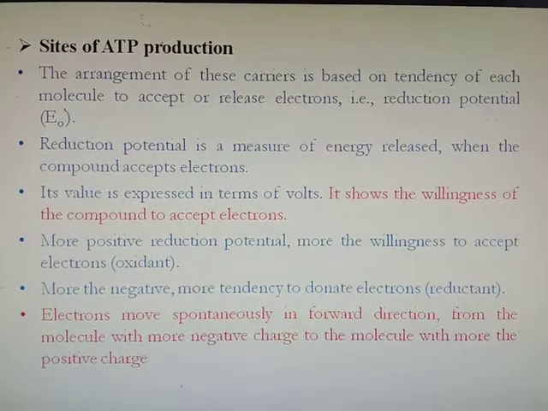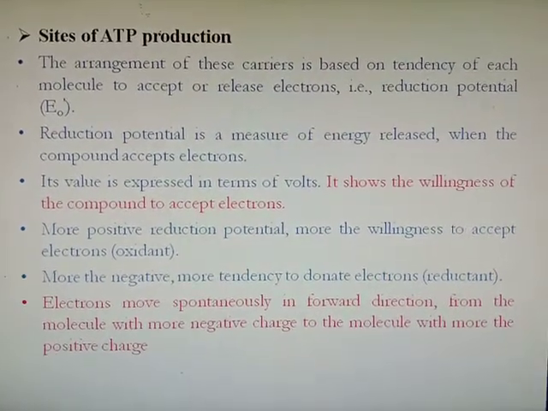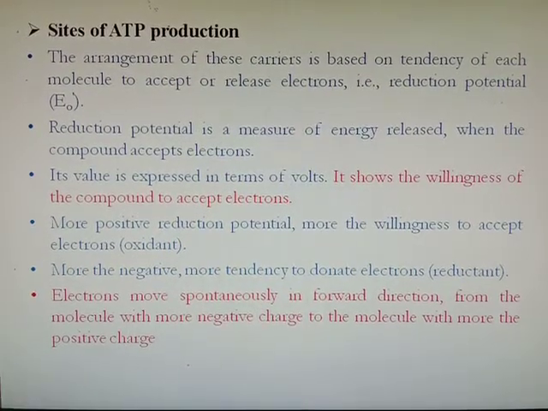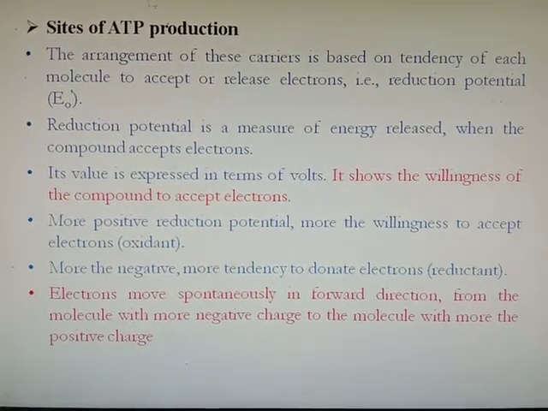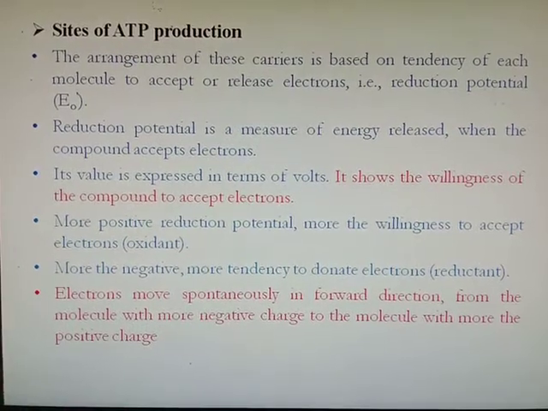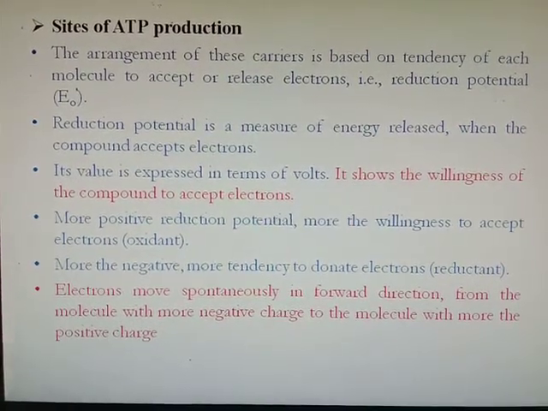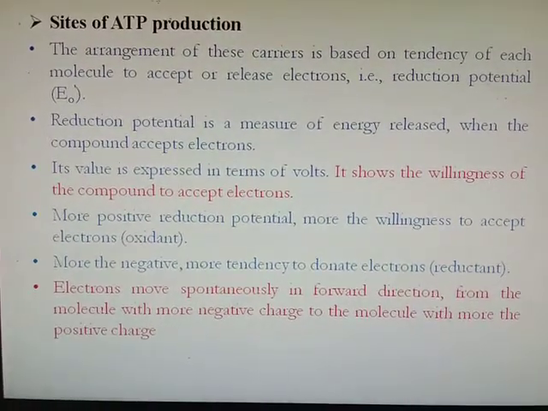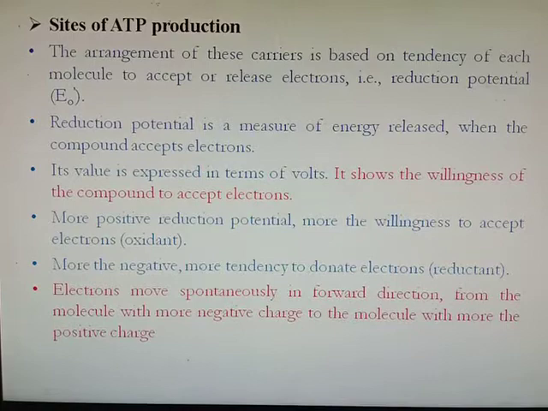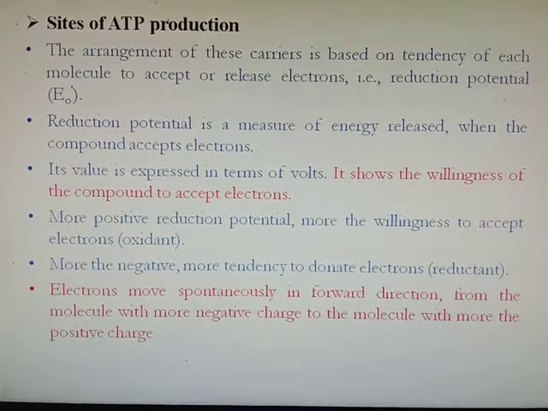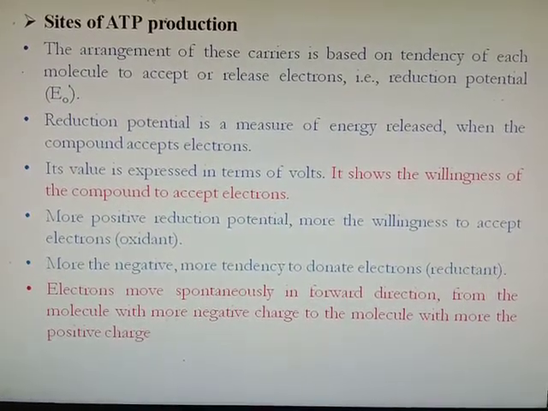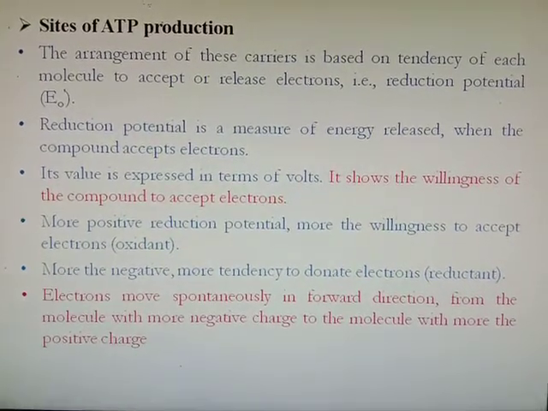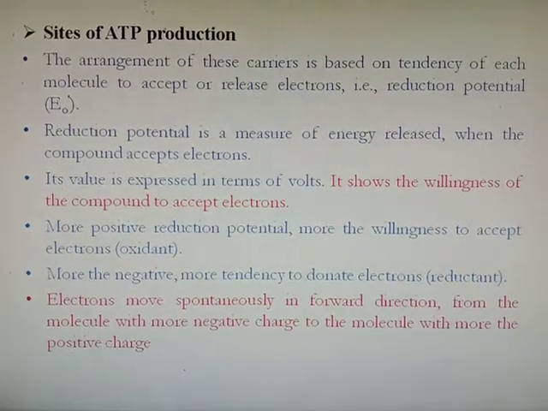Then, the site of ATP production is the electron transport chain. The protein carriers we discussed, like cytochromes, nucleotides, iron sulfur proteins and coenzyme Q, are arranged based on the tendency of each molecule to accept or release the electron. That is based on the electron reduction potential of that molecule, which we discussed a few minutes before.